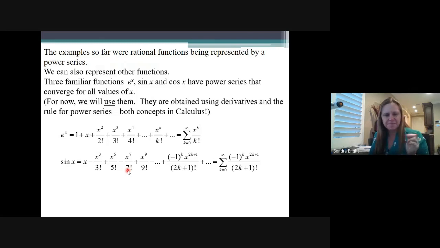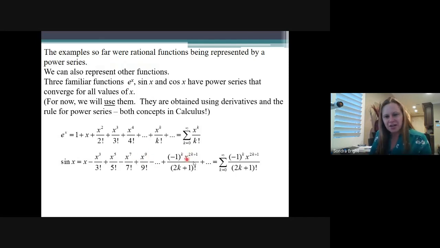Do you see the pattern? First of all, it's alternating in sign, positive, negative. That's where this negative 1 to the kth power comes in. That gives you the alternating sign. We talked about that in an earlier lesson. Did you notice that all of the powers on x are odd numbers? Sine's an odd function.